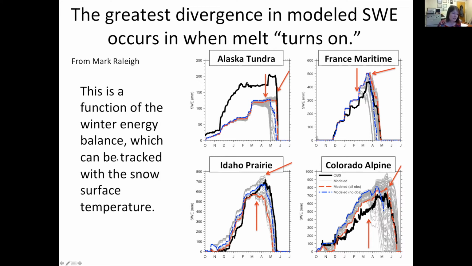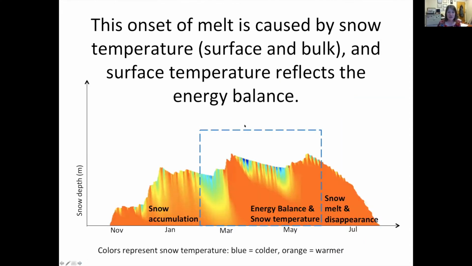This can be tracked with the snow surface temperature, which we can observe in situ or remotely. And here's just a graphic showing the evolution of snow temperature, both at the surface, the top of the snowpack, and throughout the entire snowpack, where blue is colder and orange is warmer, representing the energy balance.